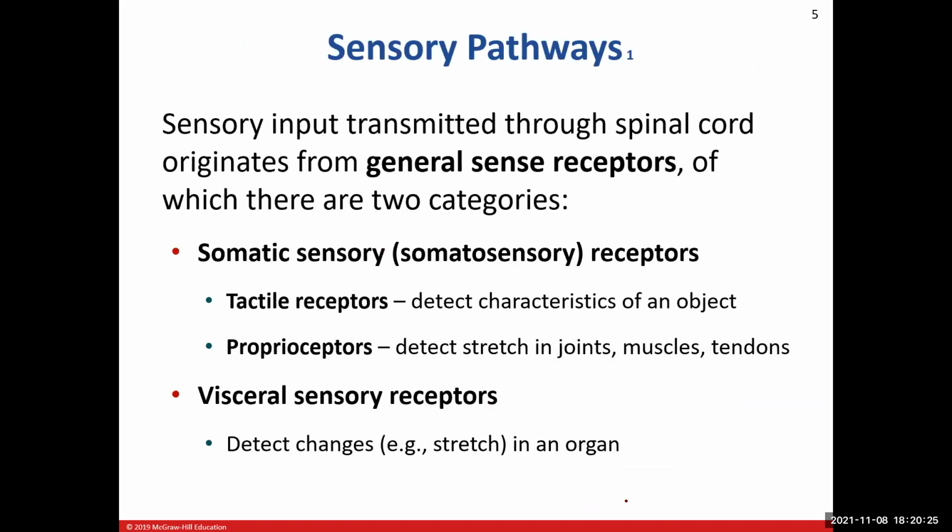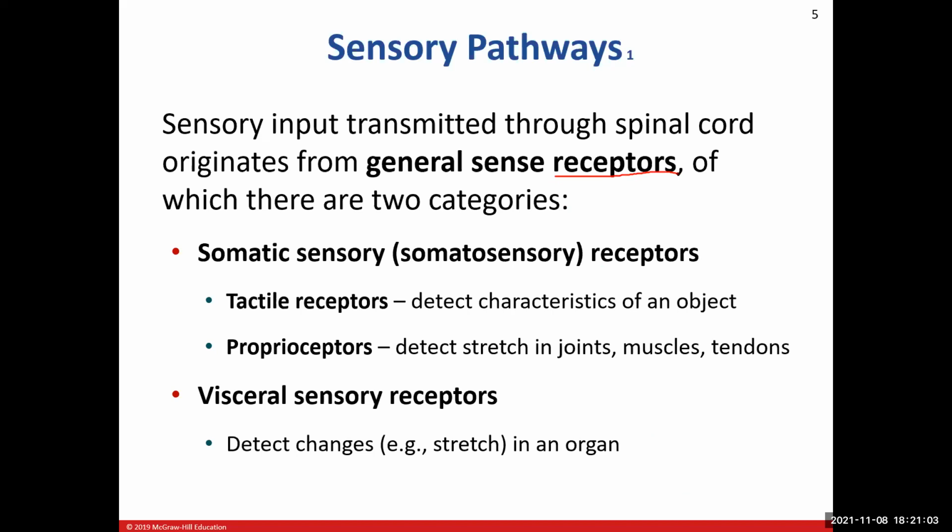So let's start off with our sensory pathways. I want to talk about the sensory pathways, and then we'll go into the motor pathways. The sensory pathways start off in the periphery, and then they transmit sensory input up into the spinal cord, and then eventually up into the brain. We start off with what we call our general sense receptors, which are located out in the periphery. There are a couple different types of these general sense receptors: somatic sensory and visceral sensory.